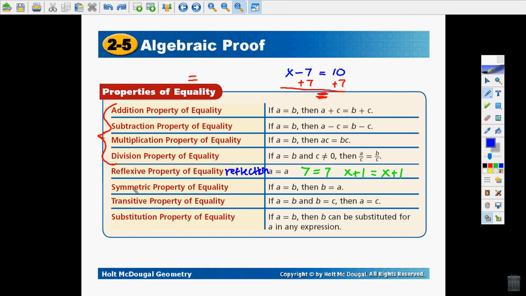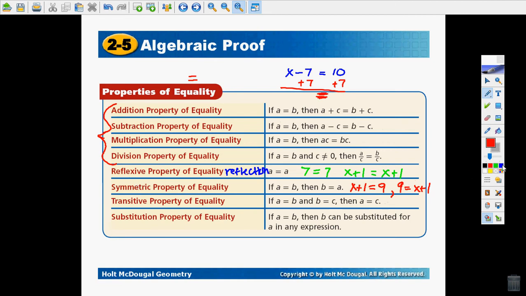The next one is the symmetric property of equality. Symmetric property of equality says that if A equals B, then B equals A. So this one's kind of easy, hopefully. Like say I had x plus 1 equals 9. Symmetric property says, well, that just means that 9 equals x plus 1. Okay, you can flip both sides of the equal sign. Symmetric property means reverse the order here.